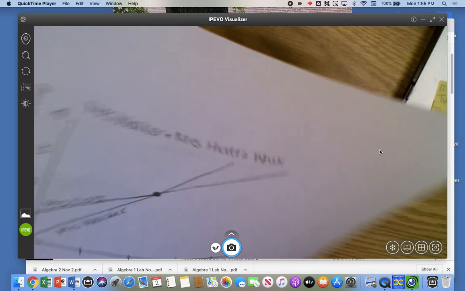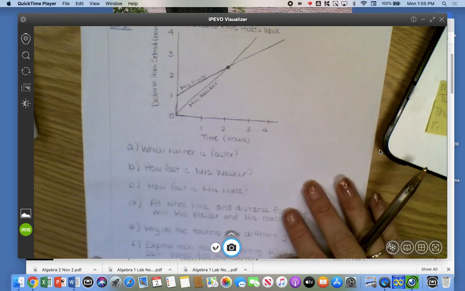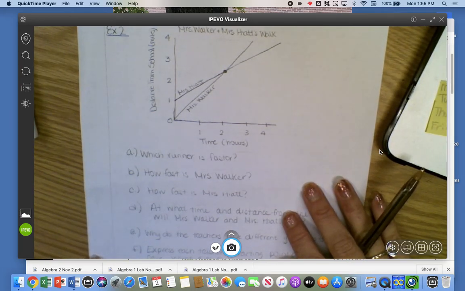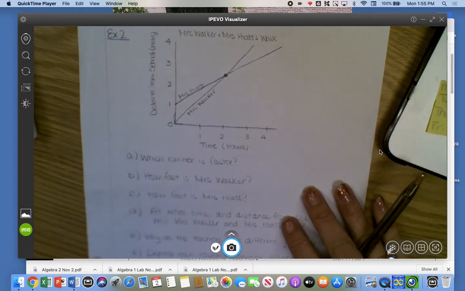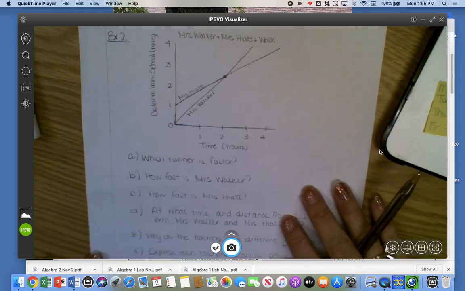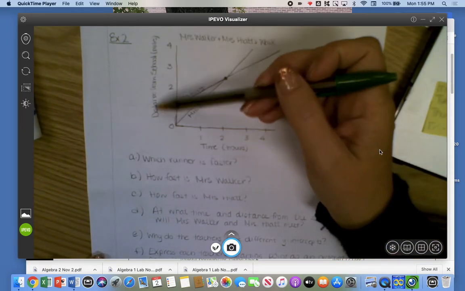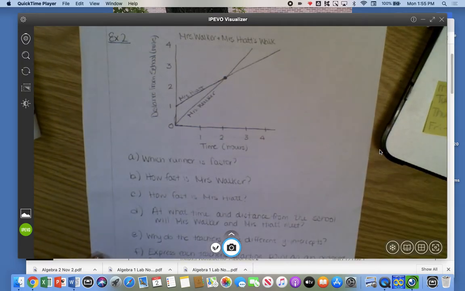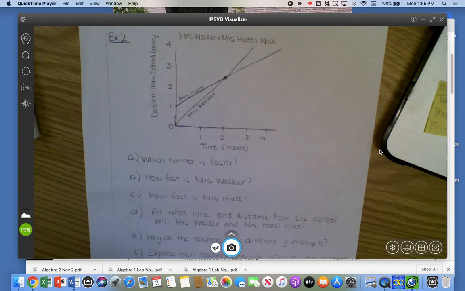All right, now let's move on to this next example. We are comparing the walking of Mrs. Walker and Mrs. Hyatt. So this time we are comparing the distance from the school in miles and the time in hours that we walked or ran, depending on our rates. You might think I'm a runner, not a walker.